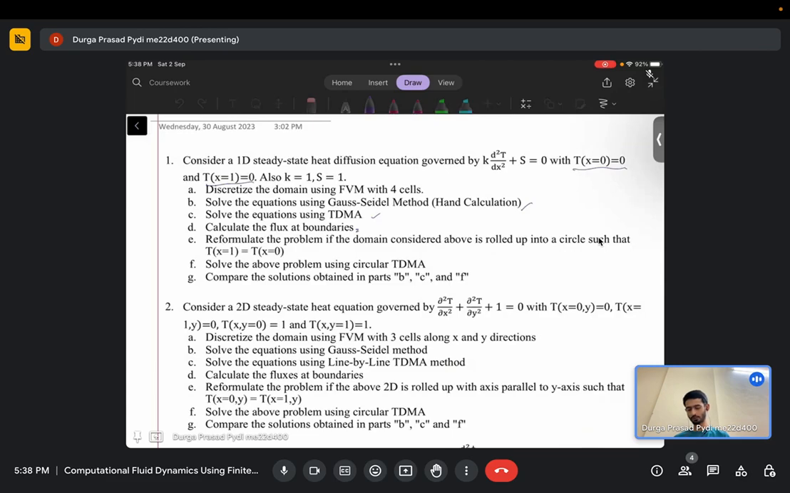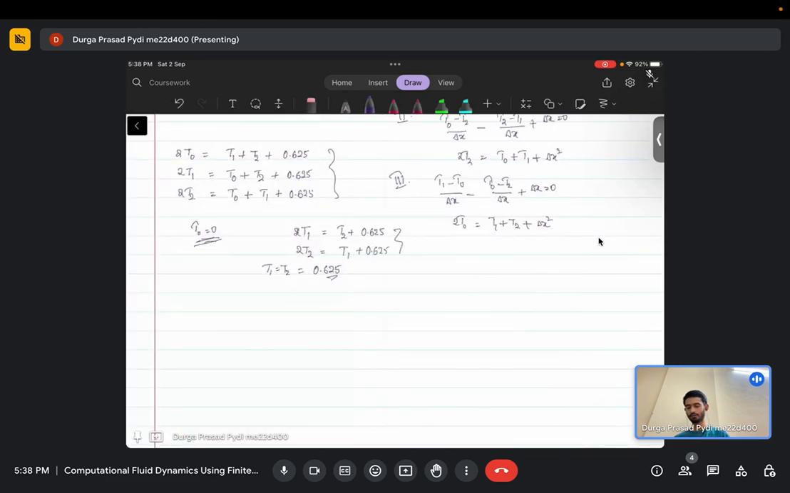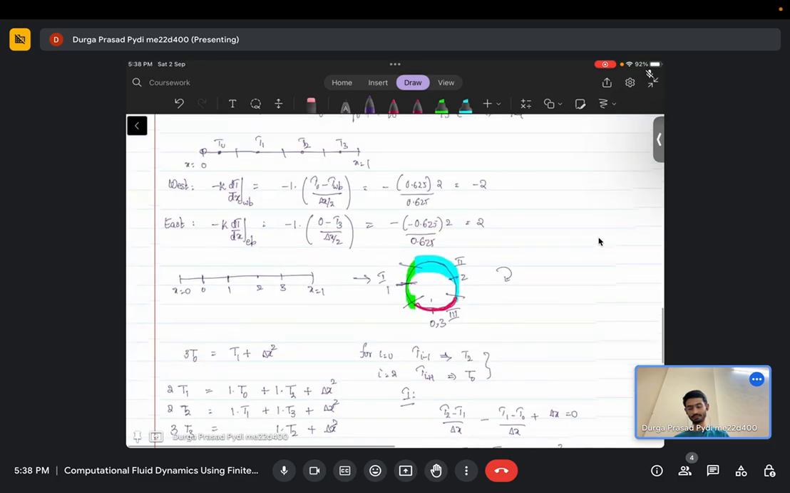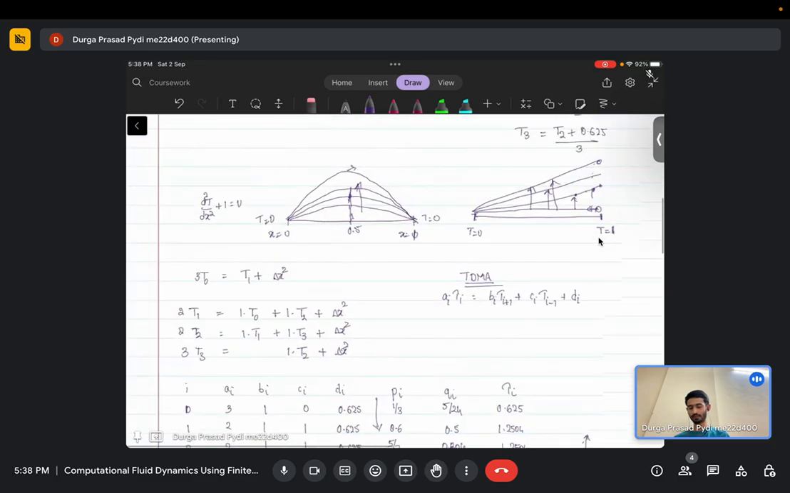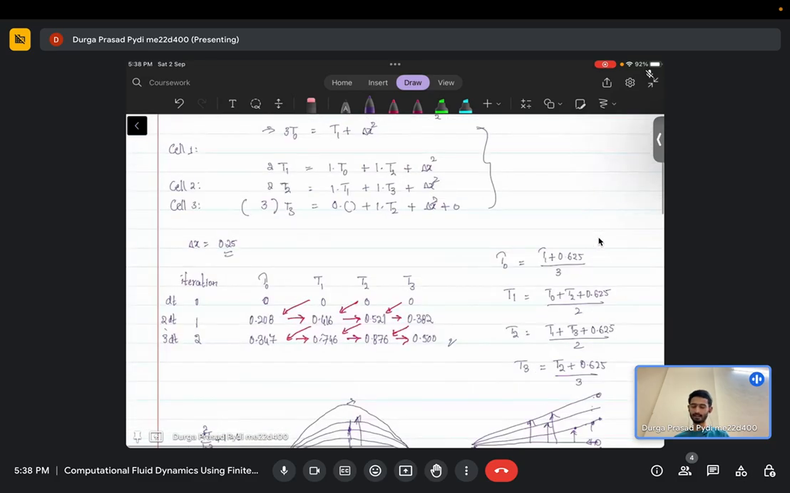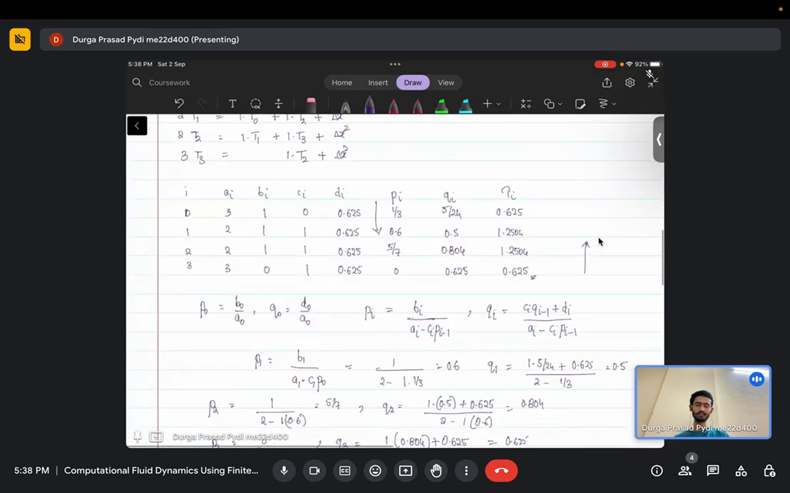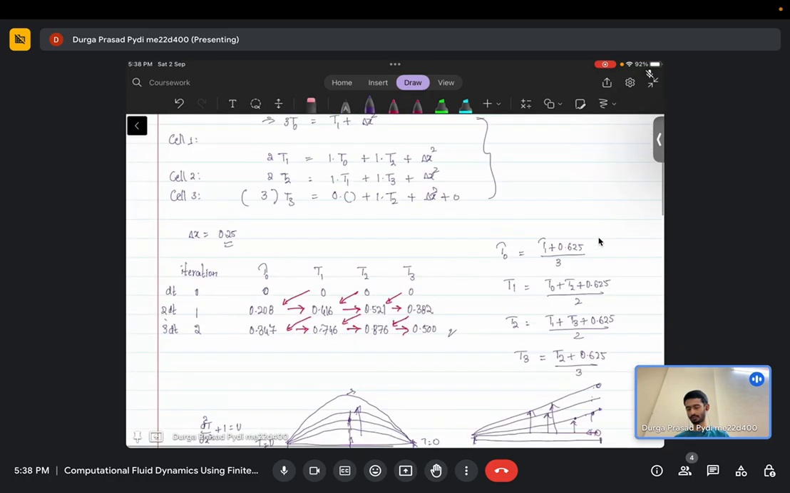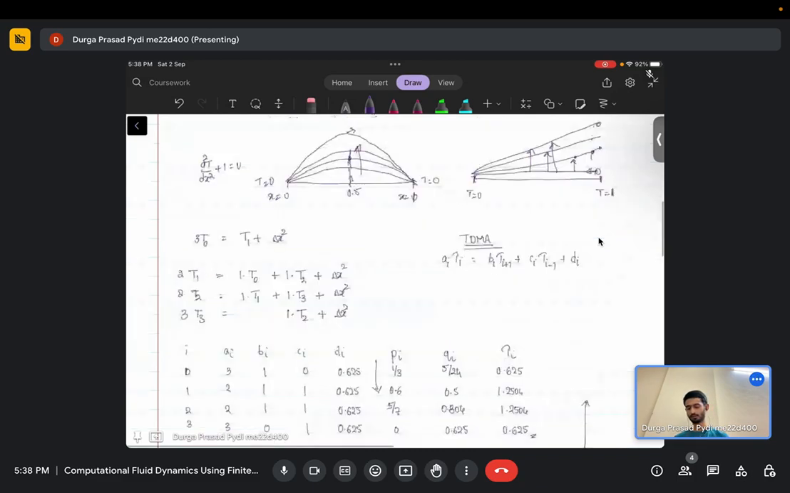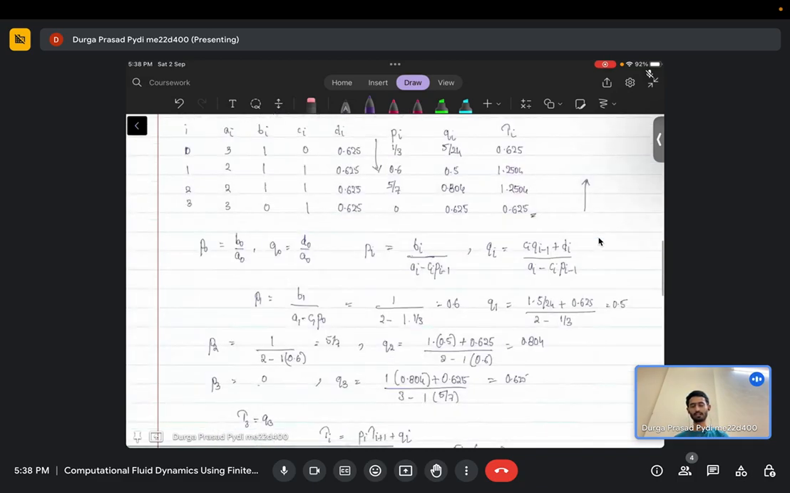If you were to compare these solutions, the values of t1 and t2, circular TDMA we cannot compare, but if you solve with the Gauss-Seidel method and with TDMA, you would get the same values if you iterate. I just stopped at the third iteration, but you can see the values will keep on increasing. It converged after around 7 or 8 iterations. After you do 8 iterations, the values will converge to these particular values.